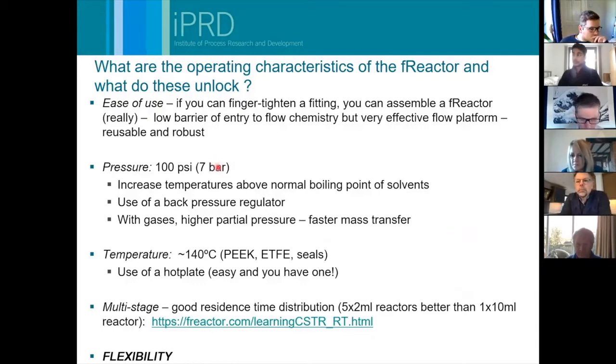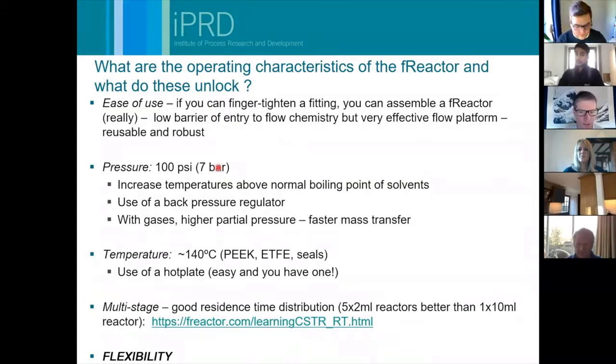So why that's important is because we know that to push our reaction rates, we generally want to go hotter with our reactions. And many of our solvents will boil before the temperatures we ideally want to reach.